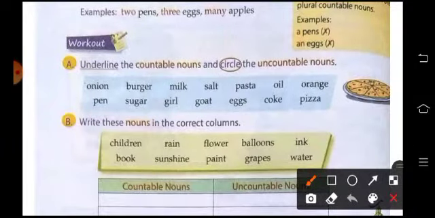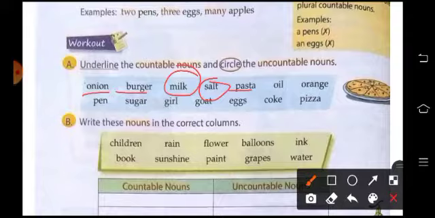So let's do the workout. Underline the countable nouns and circle the uncountable nouns. So, onion, we can underline here; burger, underline; milk, salt, pasta, oil, orange. Okay, so do the rest of the work.